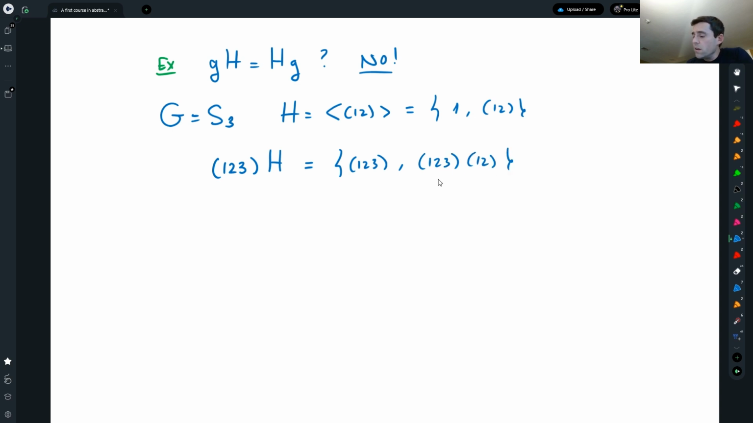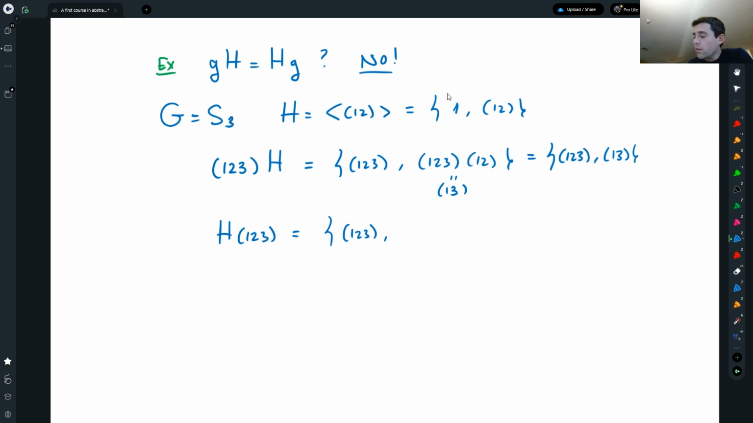What is this? This permutation is 1 goes to 2 and 2 goes to 3, so 1 goes to 3. 2 goes to 1 and 1 goes to 2, so 2 is fixed, and 3 goes to 1, so it's this one. So this coset is just (1 2 3) and (1 3). But what is H times (1 2 3)? That would be (1 2 3) again.